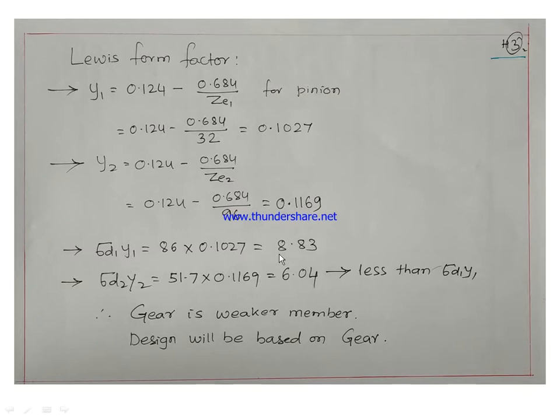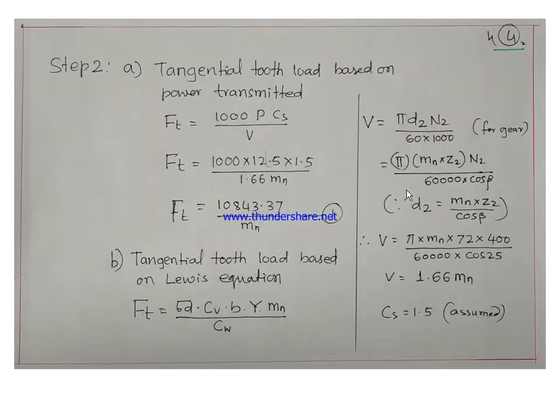So for pinion the product is 8.83 and for gear the product is 6.04. So this product for gear is very small compared to that of pinion, hence gear is the weaker member and the design will be based on gear. Okay, then once the weaker member is decided, in step 2, the tangential tooth load based on power transmitted will be calculated by using this equation.